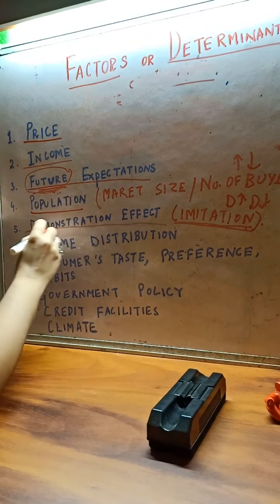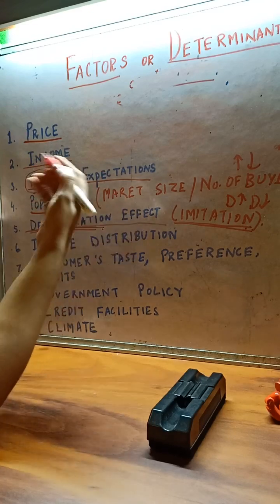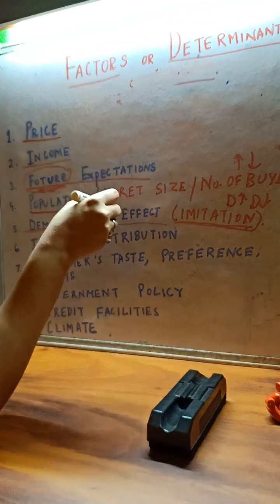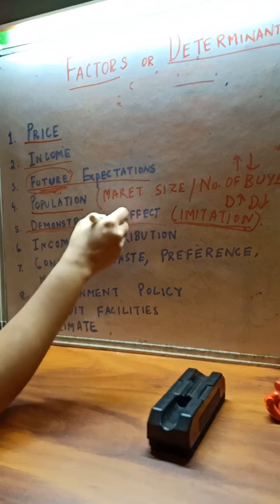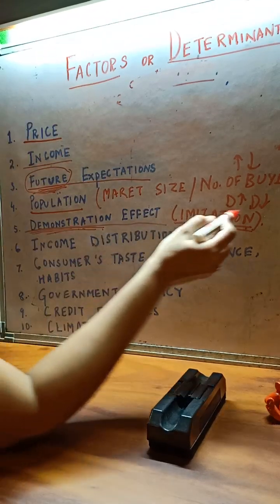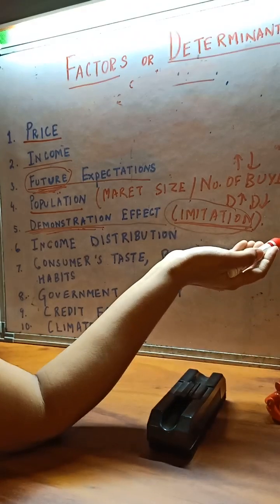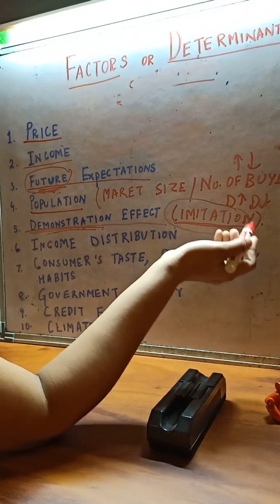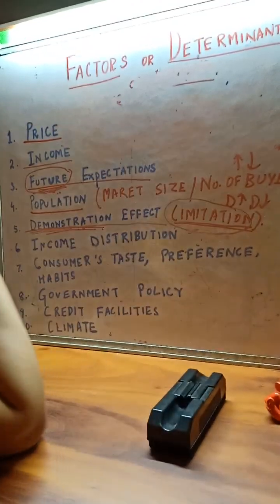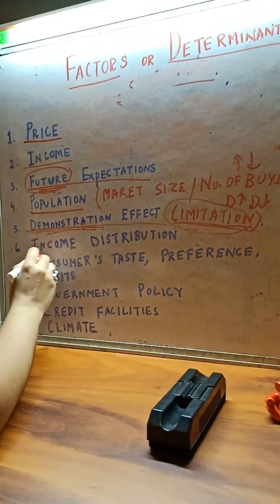Let's say your friend has purchased the iPhone 15, so you will also try to copy your friend and demand an iPhone 15 for yourself. So the demonstration effect is when you demand a commodity because of peer group pressure, neighbor pressure, or because of anybody, you are trying to copy their consumption pattern.